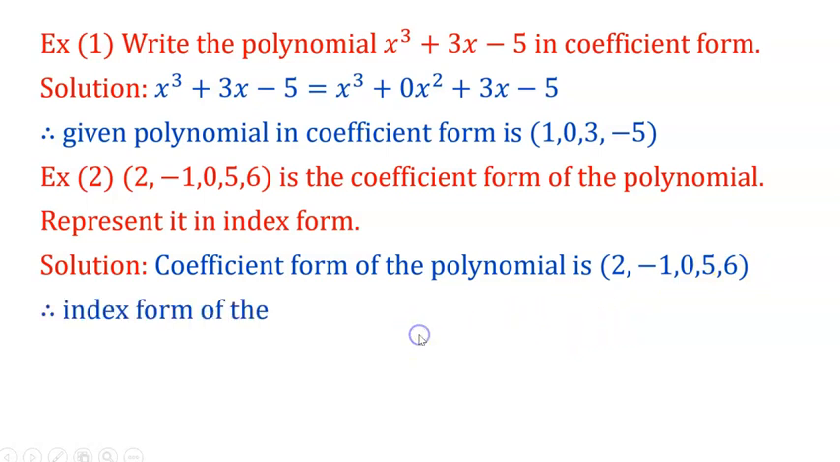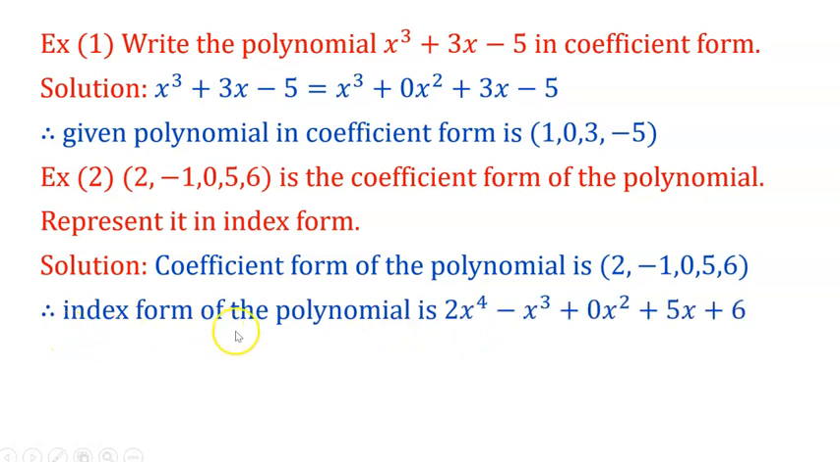Therefore, we can write the index form of the polynomial, where 2 is a coefficient: 2 into x raised to 4, highest power, minus 1 into x raised to 3 plus 0x square plus 5x and constant plus 6. Okay, and this is the index form, that is 2x raised to 4 minus x cube plus 0x square plus 5x plus 6. That is 2x raised to 4 minus x cube plus 5x plus 6. It can also be written in this form.